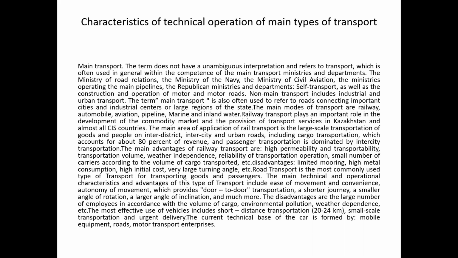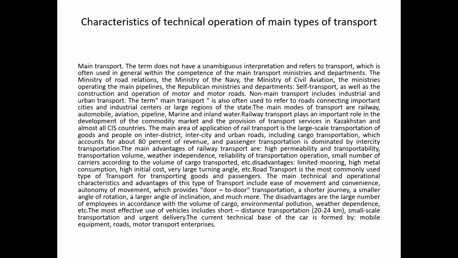Main transport. The term does not have an unambiguous interpretation and refers to transport that is often used, in general, within the competence of the main transport ministries and departments: the Ministry of Railways, the Ministry of the Navy, the Ministry of Civil Aviation, the ministries operating the main pipelines, as well as the construction and operation of motor roads.